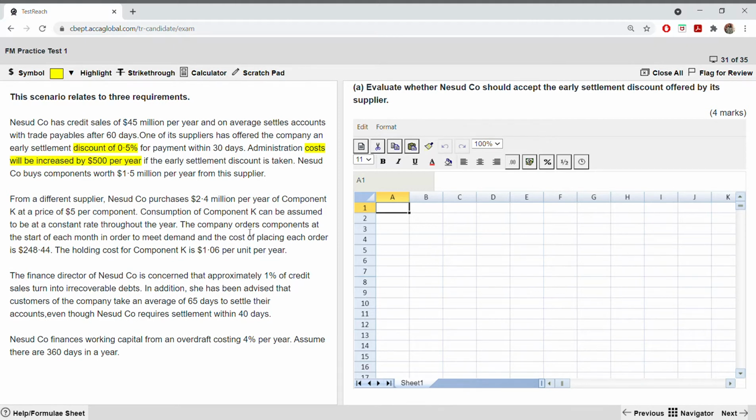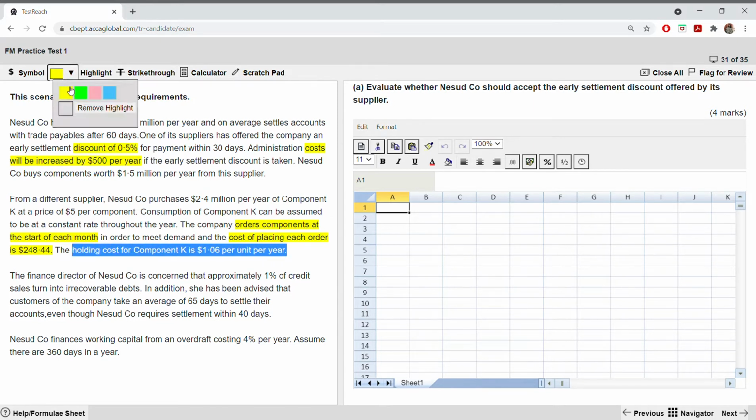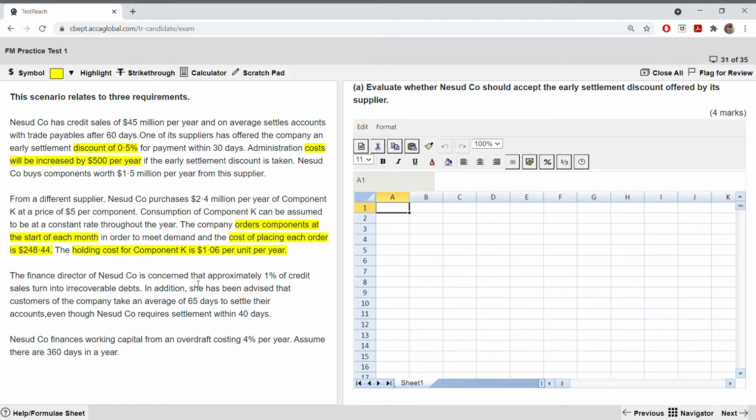Okay, orders components at the start of each month in order to meet demand, and the cost of placing each order. So what is the cost of placing each order? It is this, $148.44. The holding cost, what is the holding cost? The finance director of Nesot is concerned that approximately 1% of credit sales turns into irrecoverable debt. Okay. In addition, she has been advised that customers of the company take an average of 65 days to settle their accounts.